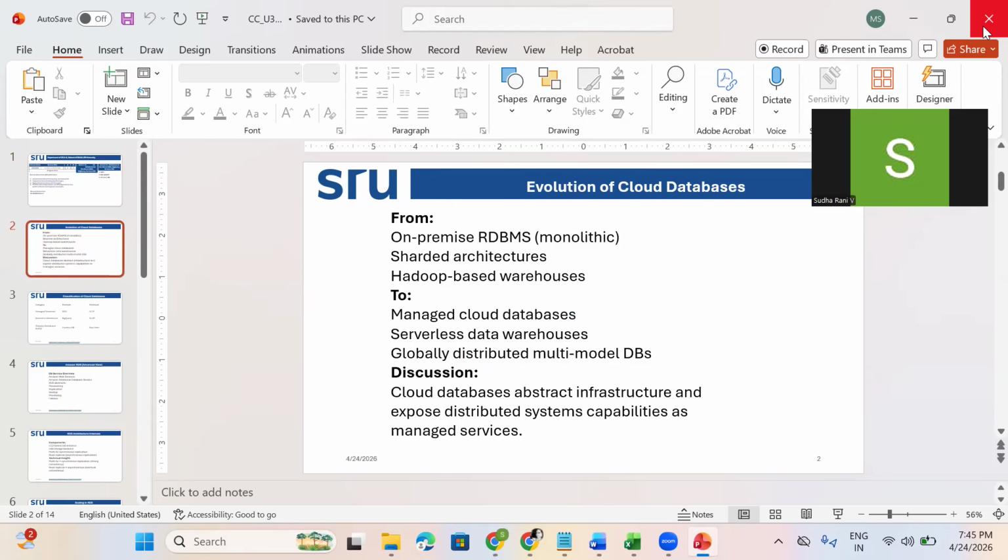First, let us go with the evolution of cloud databases. From on-premise RDBMS, monolithic shared architectures, and Hadoop-based warehouses, this is the origin of the databases. Then, managed cloud databases, serverless data warehouses, and globally distributed multimodal DBs. This is the evolution of databases, and it is very important to know how the globe and the technology were totally changed by the evolution of the database.